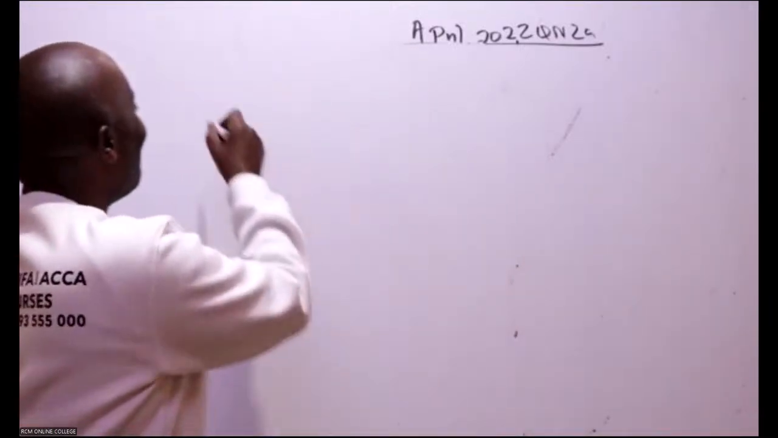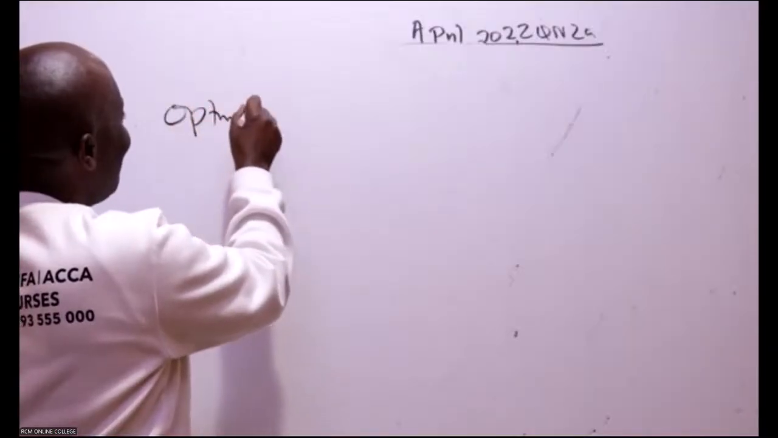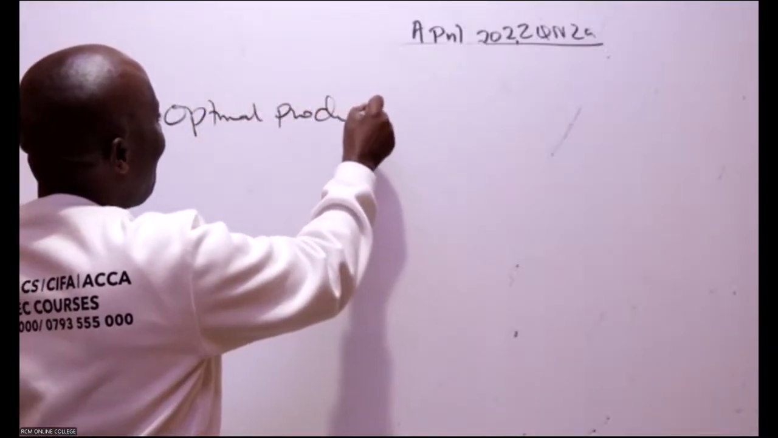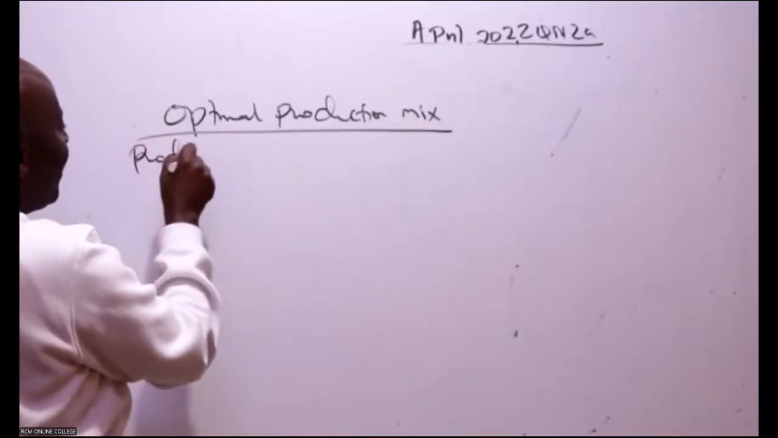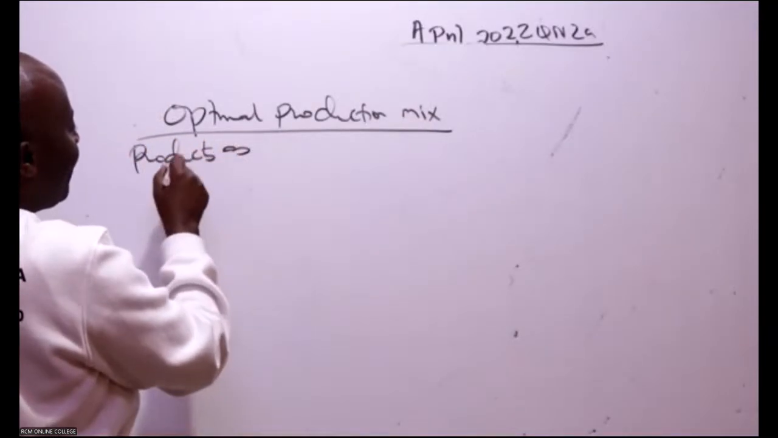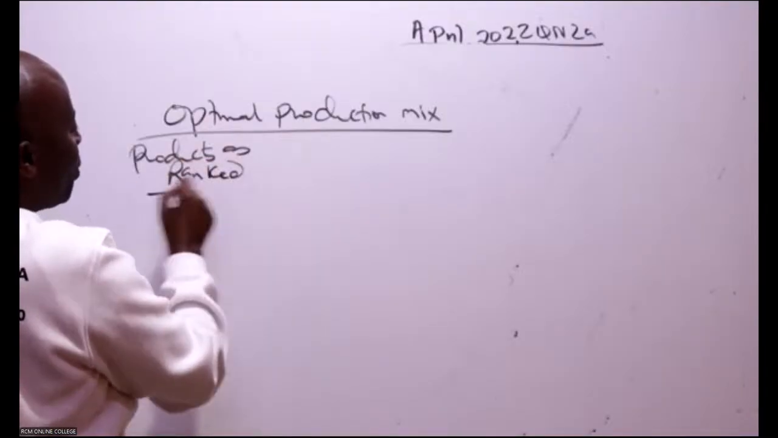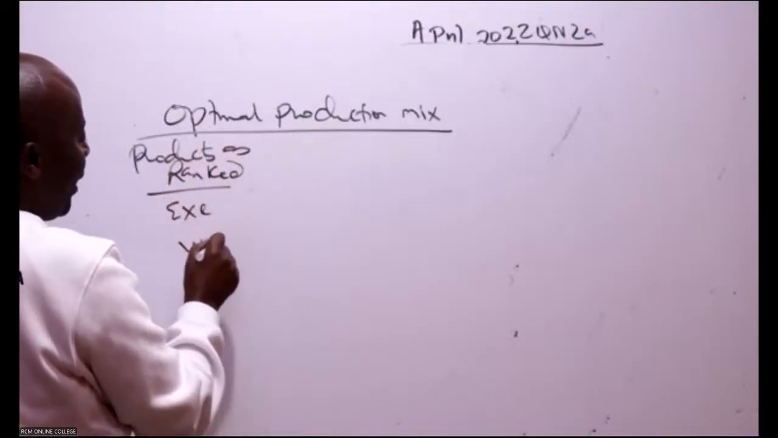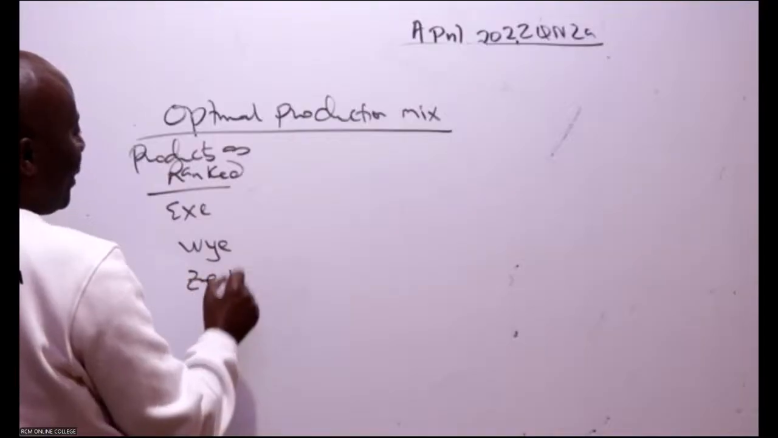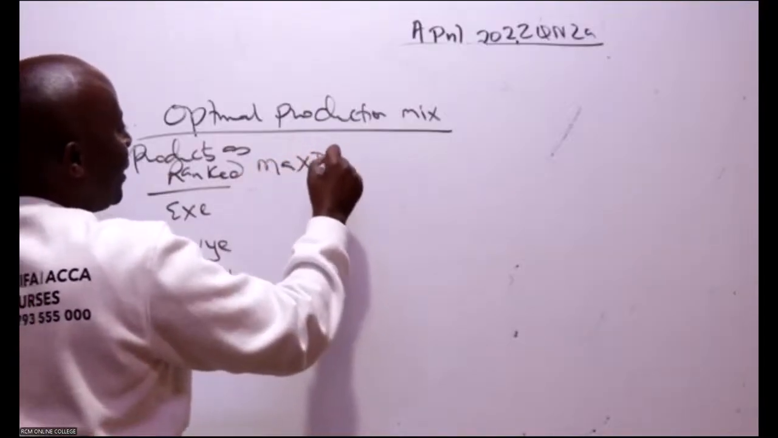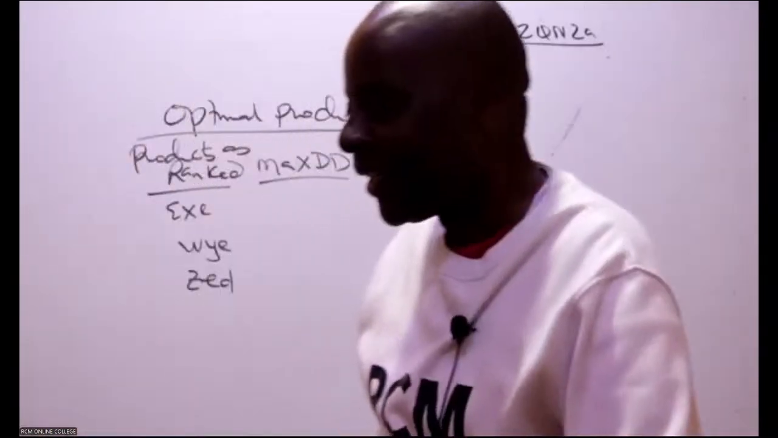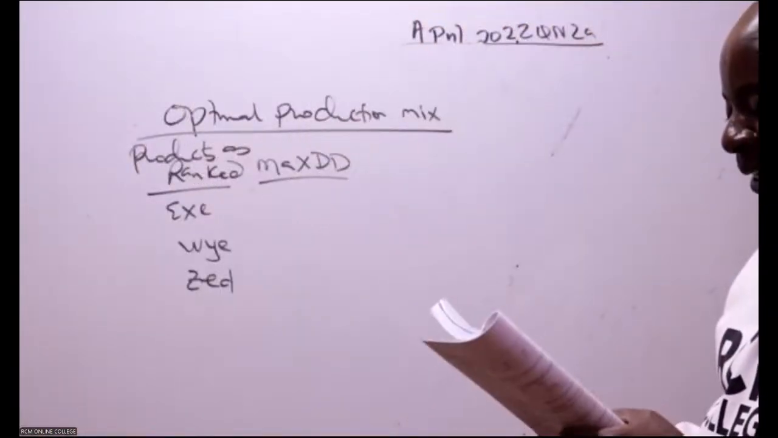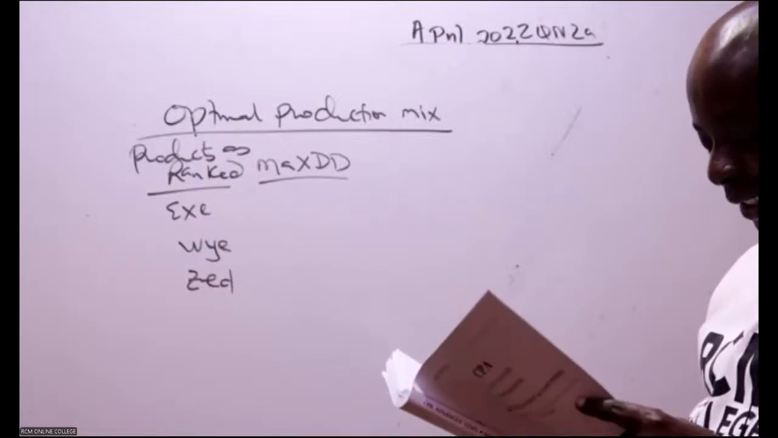So the optimal production mix. We have in this case products as ranked. So they are ranked very well: X, Y, and Z. Give us maximum demand. Are you able to see the maximum demands?